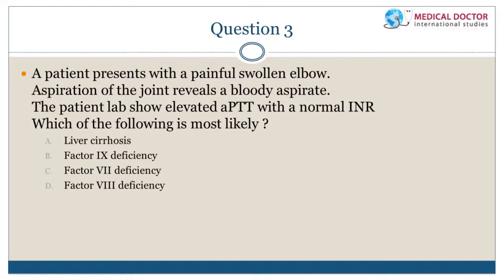Now, please take a moment and try to solve the question. And the answer is D. According to the history, we need to suspect a coagulation disorder, and because the most common inherited hemophilia is going to be hemophilia A, a deficiency in factor VIII.